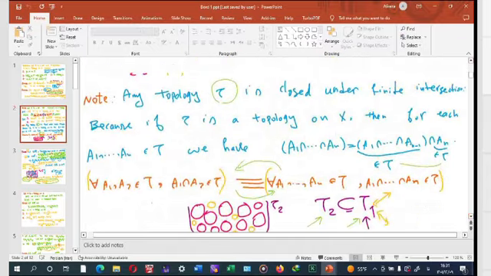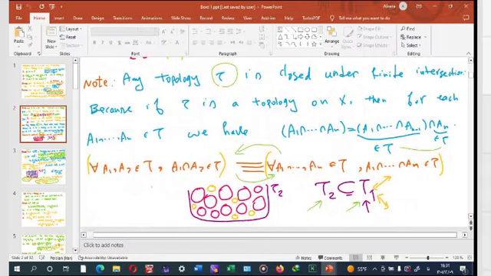Note that any topology tau is closed under finite intersection, as I mentioned for you. This intersection equals this intersection, so these two conditions are equivalent. It is very trivial that this condition implies this condition, and we see the opposite direction by this method.